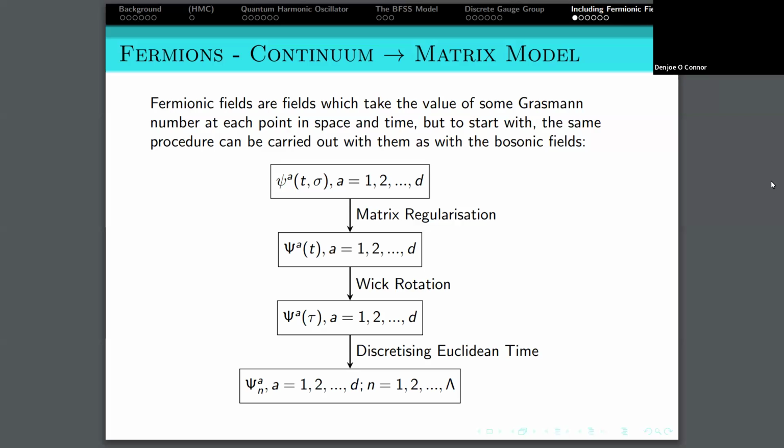So yeah, now I'm going to talk a bit about extending the BFSS to include the fermion part of the model. So, leaving behind the discrete gauge and going back to SU(N) gauge theory. If we take our fermion fields to be fields with Grassmann numbers at each point in space and time, we can do the same procedure that Jack described, where we matrix regularize, Wick rotate to get a partition function, and then discretize things to put it on a lattice.